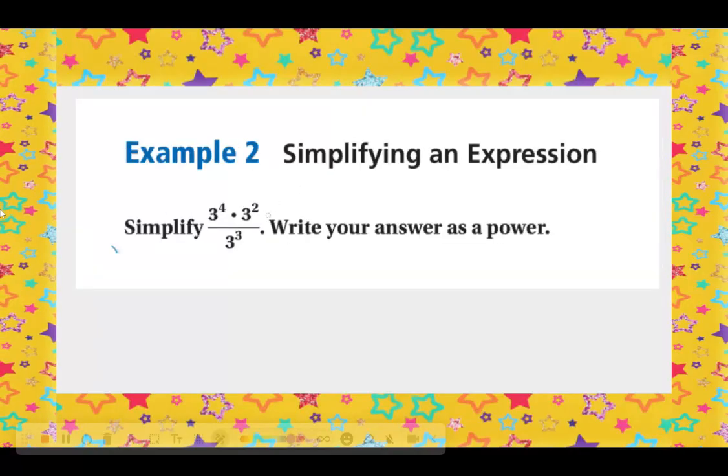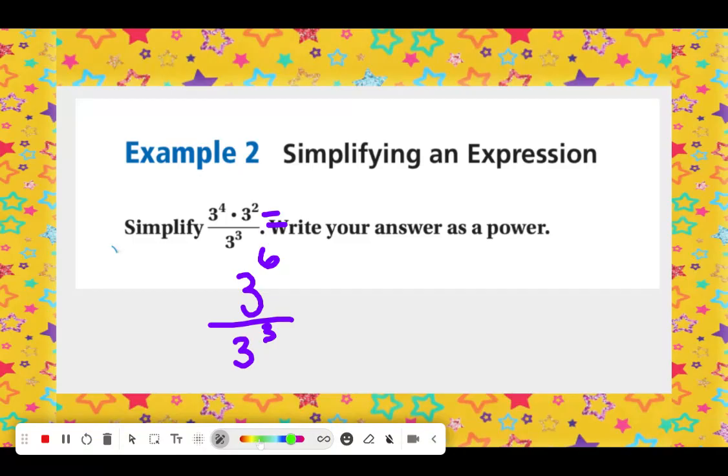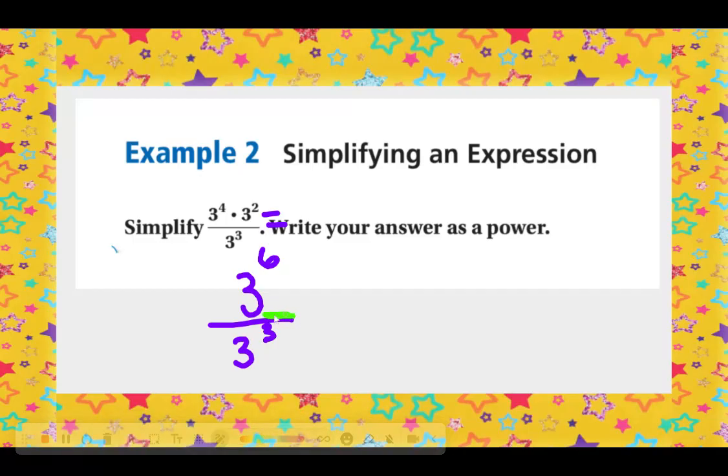Okay, the next one. I like to go across first, do my numerators. So when I multiply same bases, I add my exponents. So my numerator is going to be 3 to the 6th power. My denominator is 3 to the 3rd power. So remember, when I divide, I like to make that a subtraction sign. It's 6 minus 3. So 3 to the 3rd power. Good work.